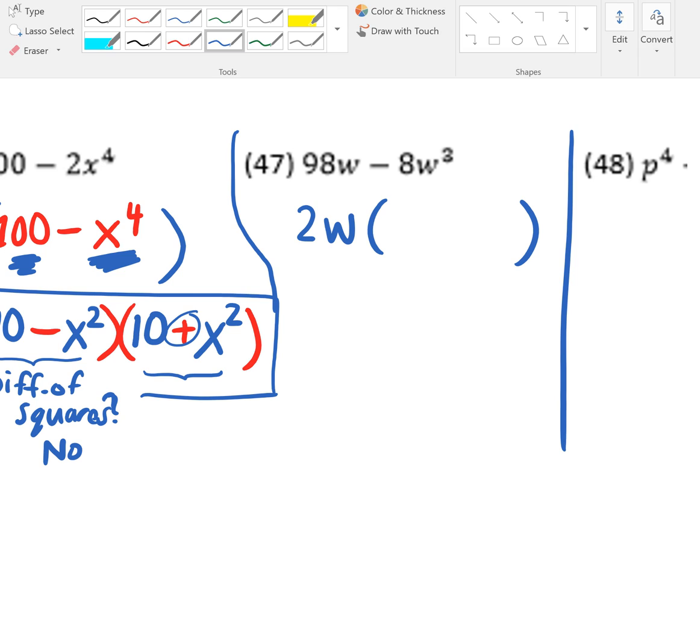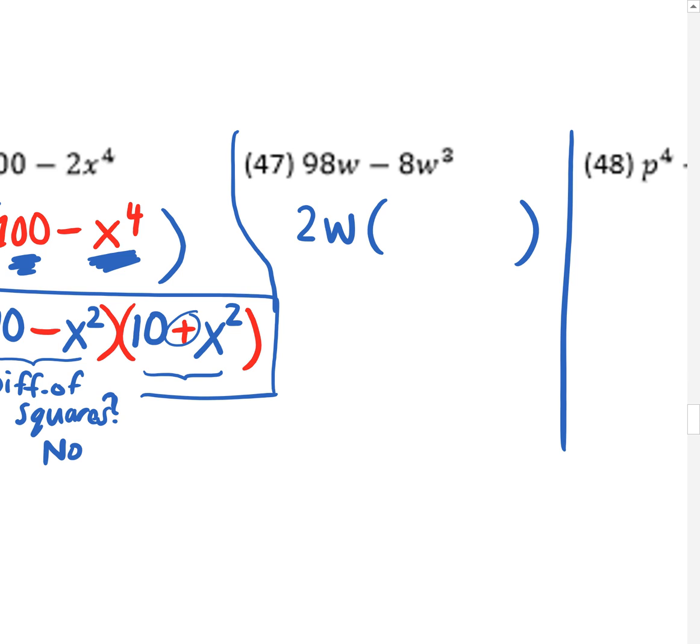What about if I take 2w out, what's left? 2 times what is 98? 49. 2 times what is 8? That'd be 4. And then w squared. And then I think what's left in the parentheses is a difference of squares, huh? So it's something minus something, something plus something.